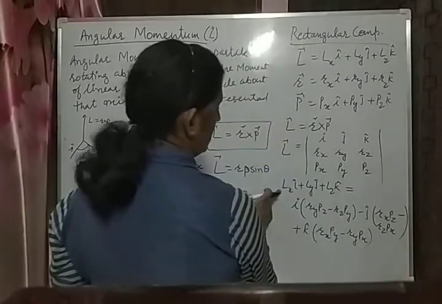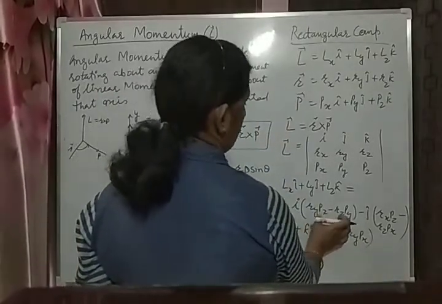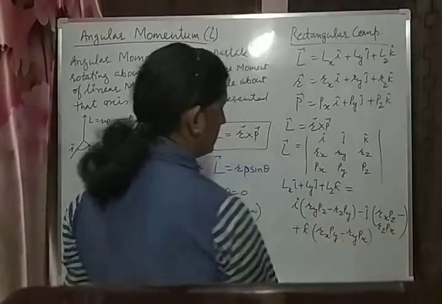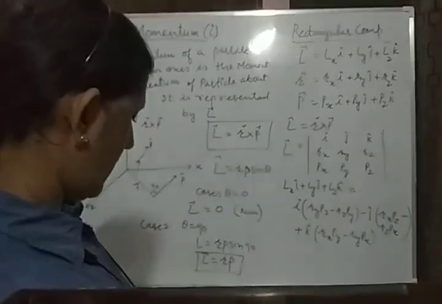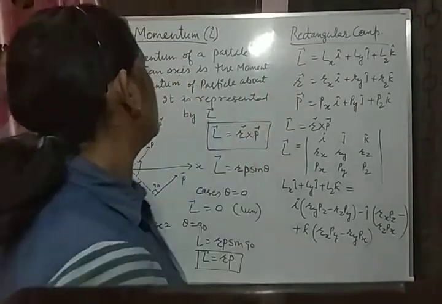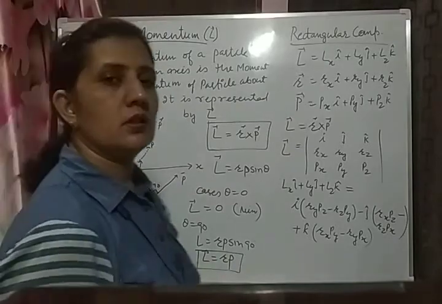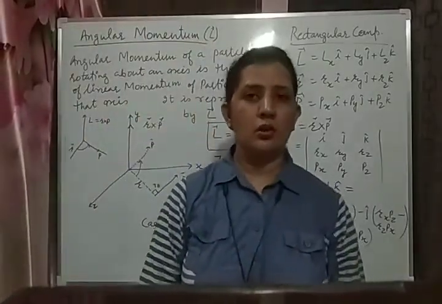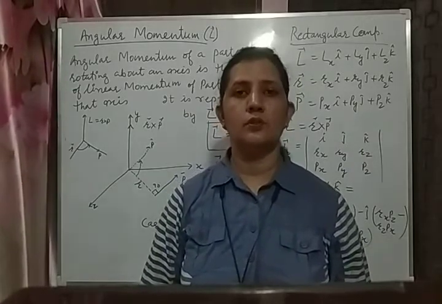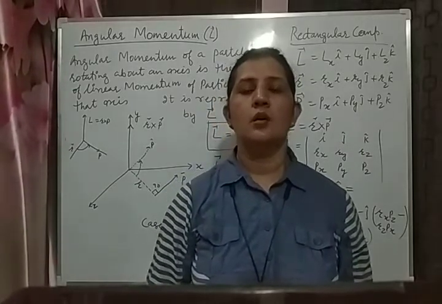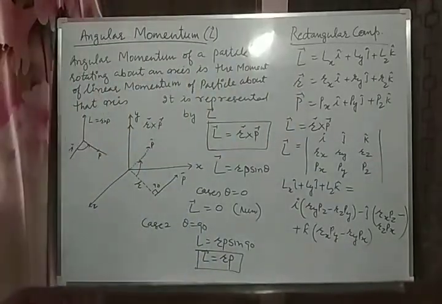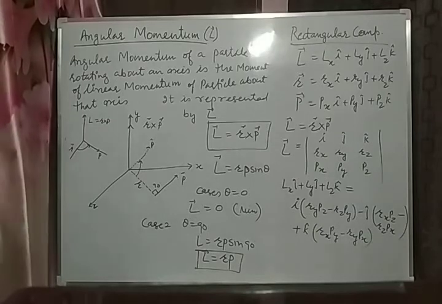In this way, you can have Lx equal to this value, Ly equal to this value, and Lz equal to this value. In this manner, you can write the rectangular components of the angular momentum. Dear student, listen to my point. Torque and linear momentum are very important topics of rotational motion, so you have to pay more attention to these topics to understand the concept properly. You can note all the points.